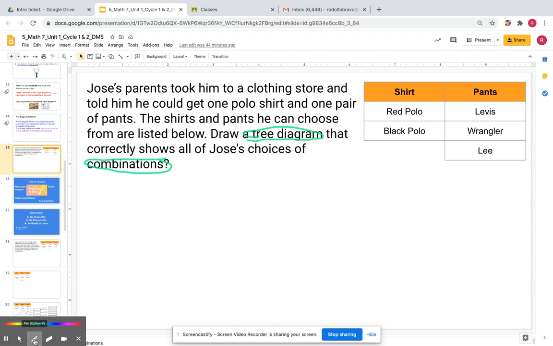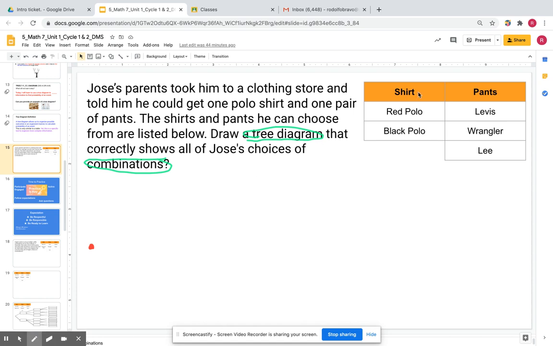So to do this tree diagram, we start off just like any tree. We start from the stem, and we're going to make branches. So we read from left to right. So using that idea, we're going to read the table from left to right.